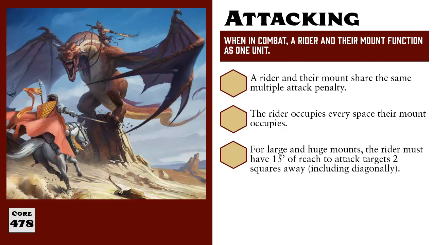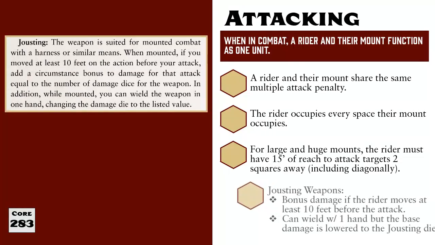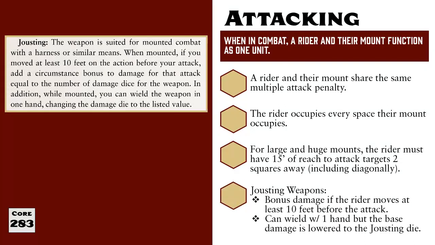Also note that some weapons, like lances, have the Jousting trait. These weapons gain a bonus to damage equal to their number of damage dice if you spend the action immediately before the Strike to move at least 10 feet. Also, while mounted, you can wield a jousting weapon in only one hand, but its base damage is reduced to the die listed with the jousting trait.